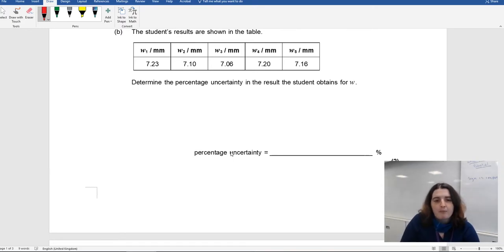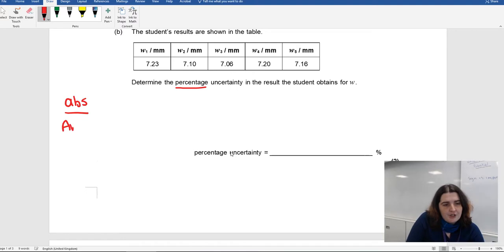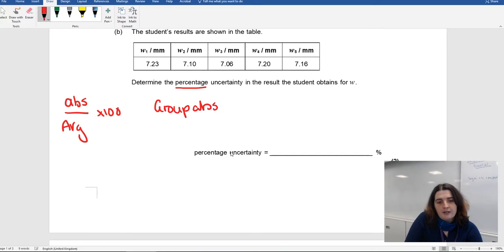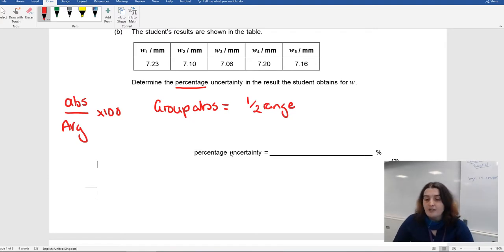Okay, the students' values are these. They take their width at different points, determine the percentage uncertainty. So the percentage uncertainty is always the absolute over the average times by 100. This is group data. Okay, so for group data, the absolute equals half the range.